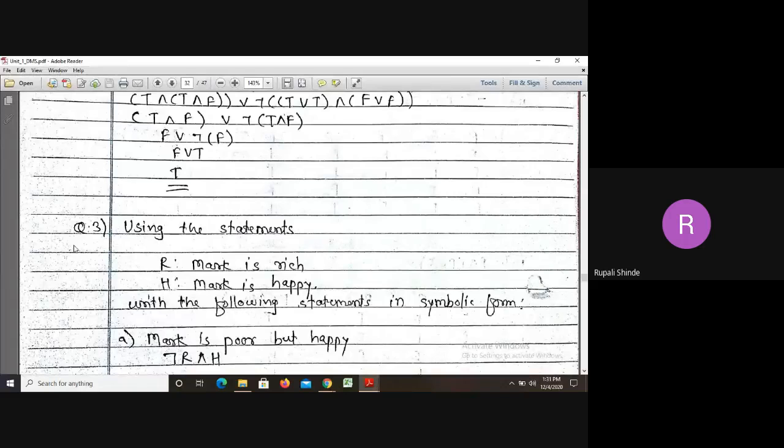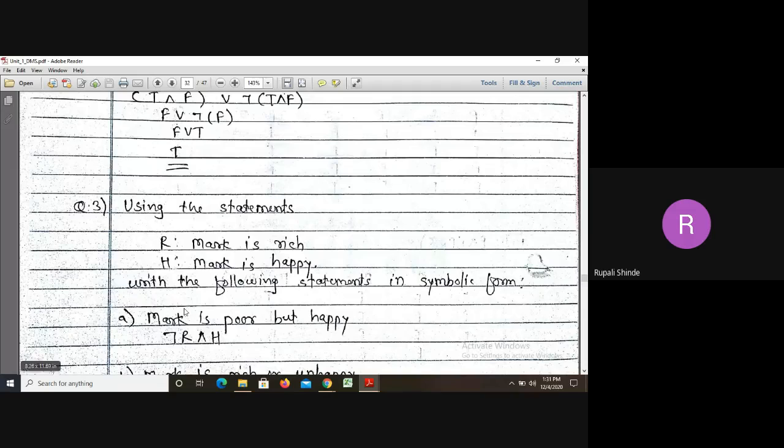In the next example, they have given some statements and we have to convert those statements into symbolic form. So R and H, these are the two statements. R is given as Mark is rich and H is given as Mark is happy. Now we have to convert these statements into symbolic form. So first one is Mark is poor but happy. So how we can convert this one into symbolic form? Mark is poor. Means what? This is negation of R. R is given as Mark is rich.